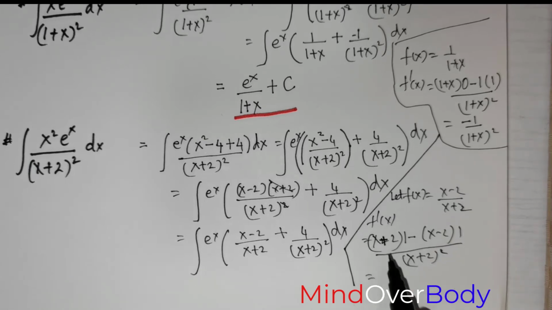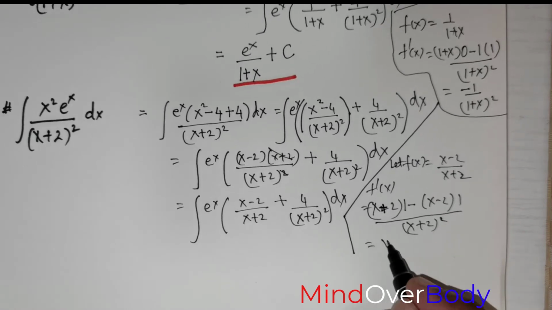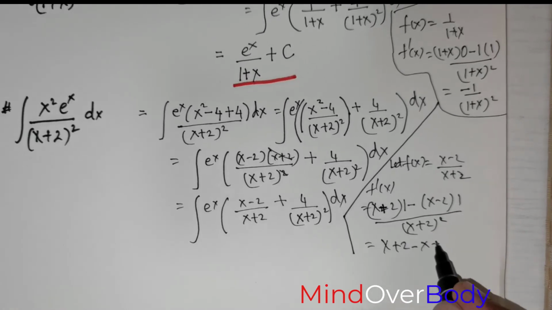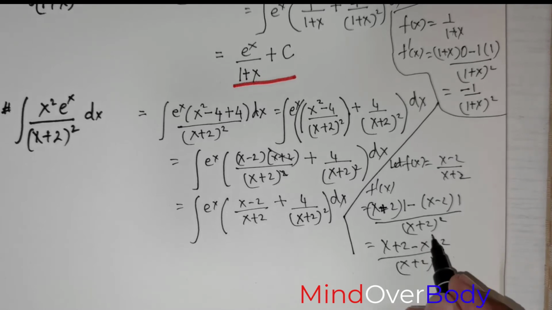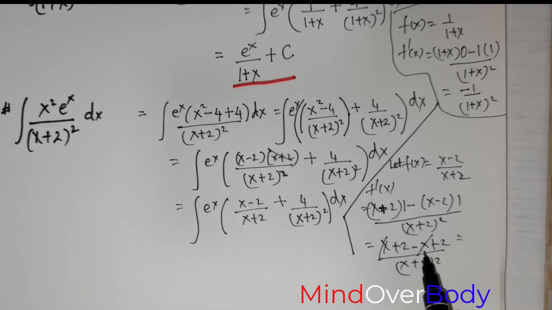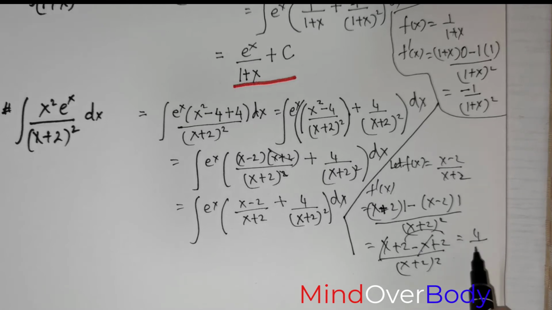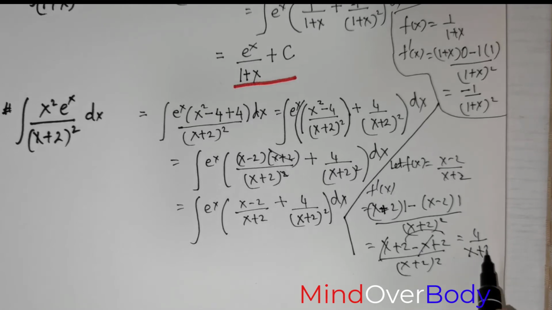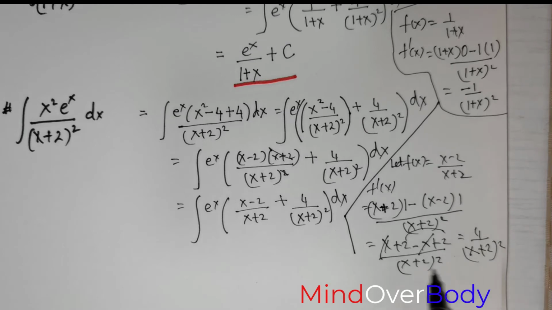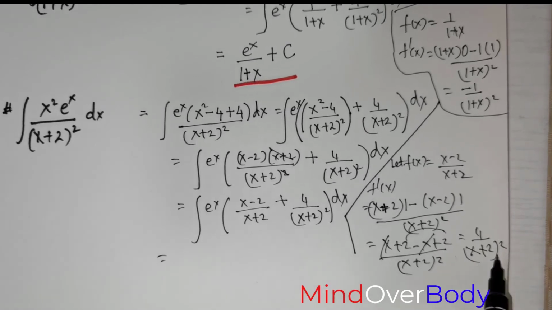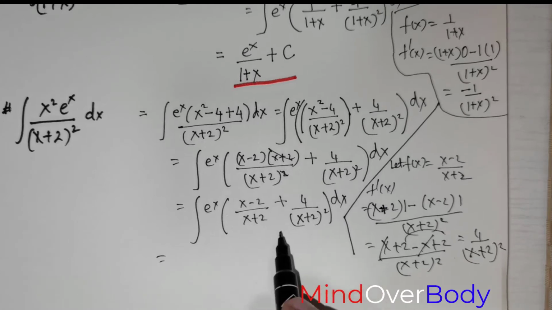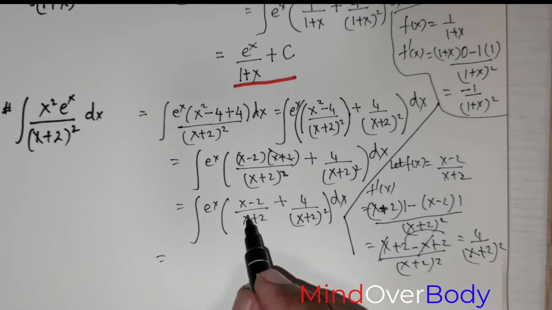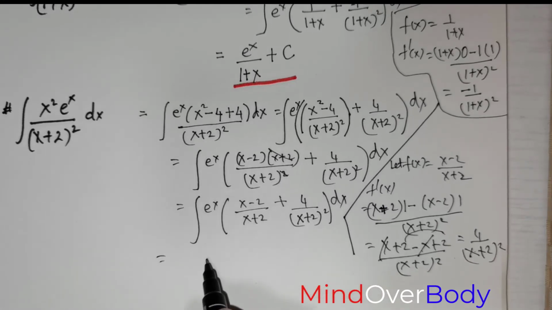So this is going to be equal to (x plus 2) minus (x minus 2) divided by (x plus 2) raised to the power of 2. Minus x plus x can be cancelled, 2 and 2 can be added, giving me 4 over (x plus 2) raised to the power of 2. So this is the quantity that shows that 4 over (x plus 2) raised to the power of 2 is indeed the differential of the function (x minus 2) over (x plus 2).